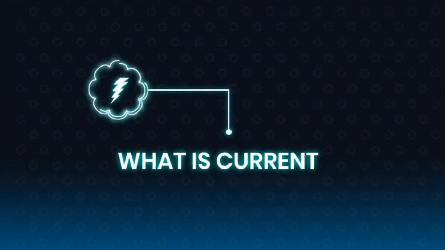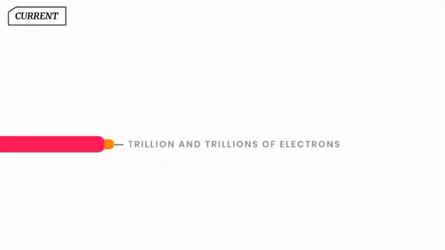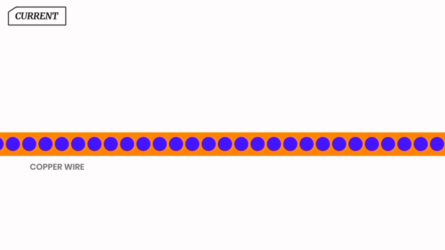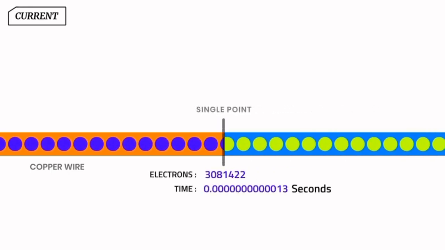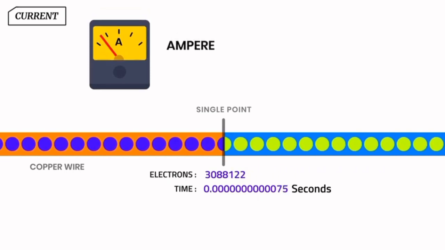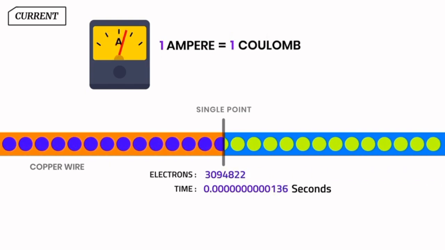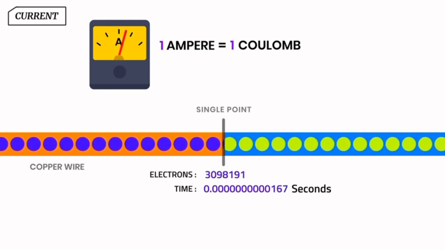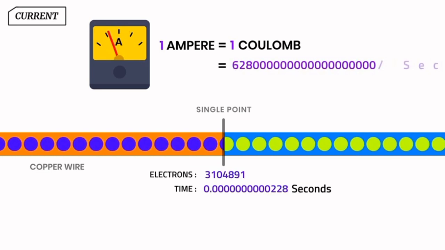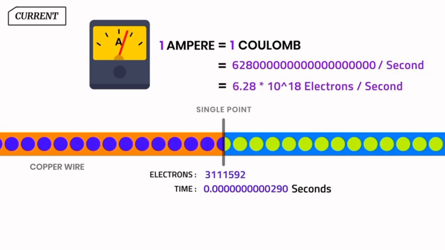But let's look at the word current. What is current? If you see a wire, there are trillions of electrons just passing within that wire. If we locate one point, we can calculate the number of electrons flowing at that point per second. And that's what is known as current. And that is the ampere. So 1 ampere is equal to 1 coulomb, that is equal to 6.2 billion billion electrons per second. So the ammeter just measures the number of electrons flowing per second. That's why we say the ammeter reads in amperes.